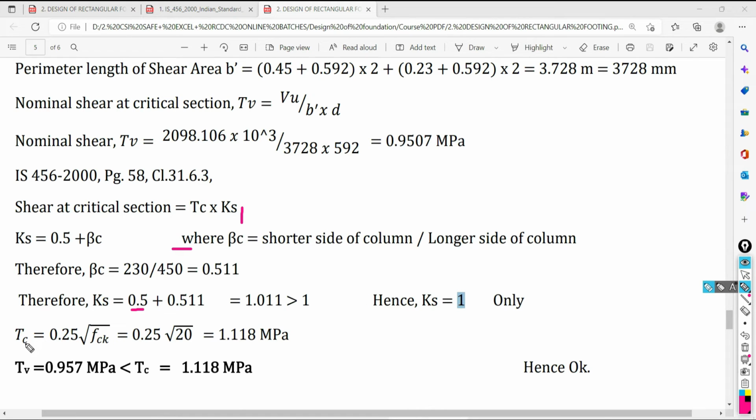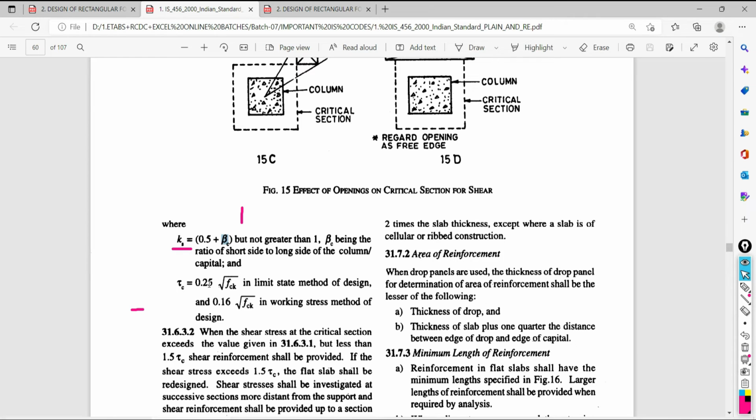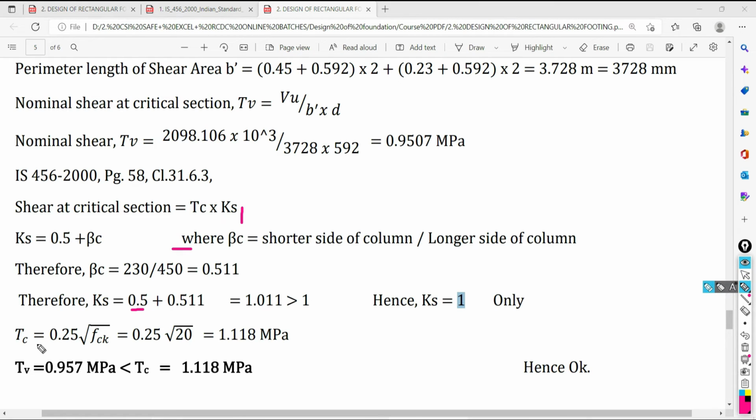Thereafter, the formula for tau c is given in your code as tau c equal to 0.25 under root of fck in the limit state method of design. And if you are considering the working stress method of design, then you have to consider 0.16 multiplied by square root of fck. But as you know, we are designing our foundation by limit state method of design. Got it? So this formula we have to select. Try to understand, here tau c is going to become equal to 0.25 root fck.